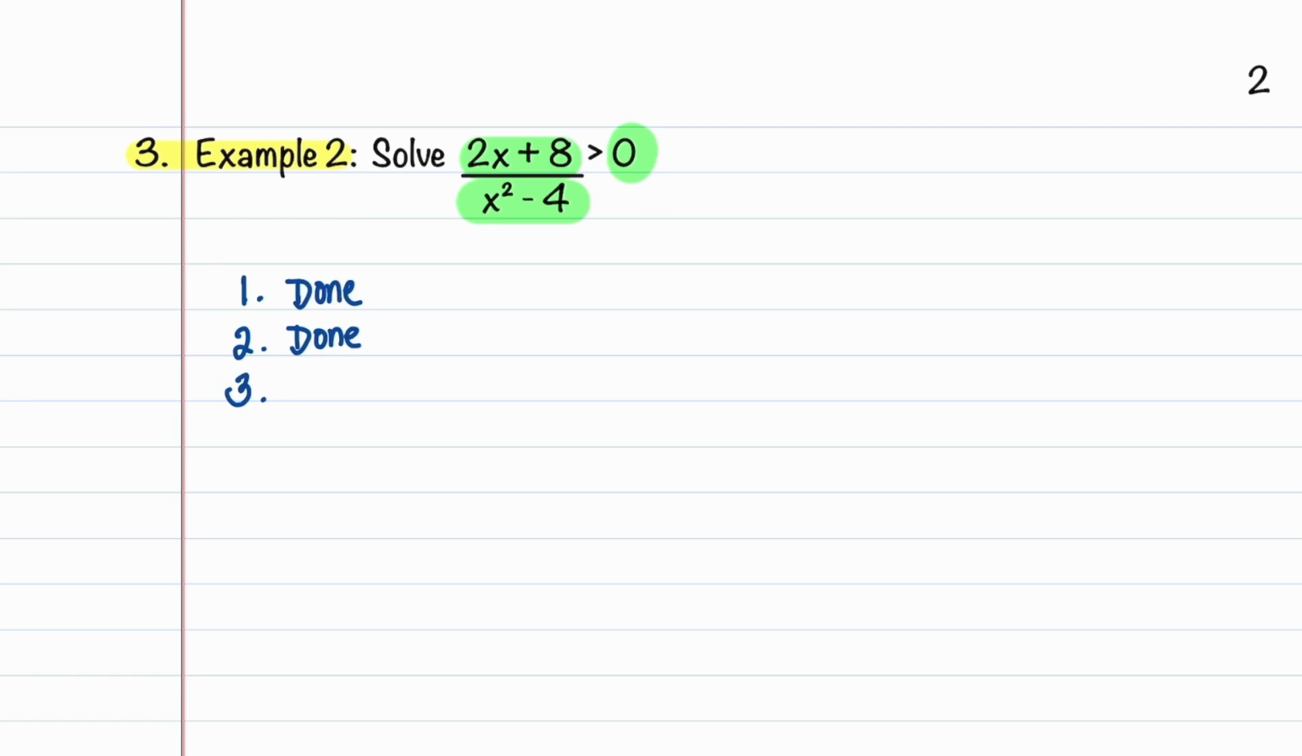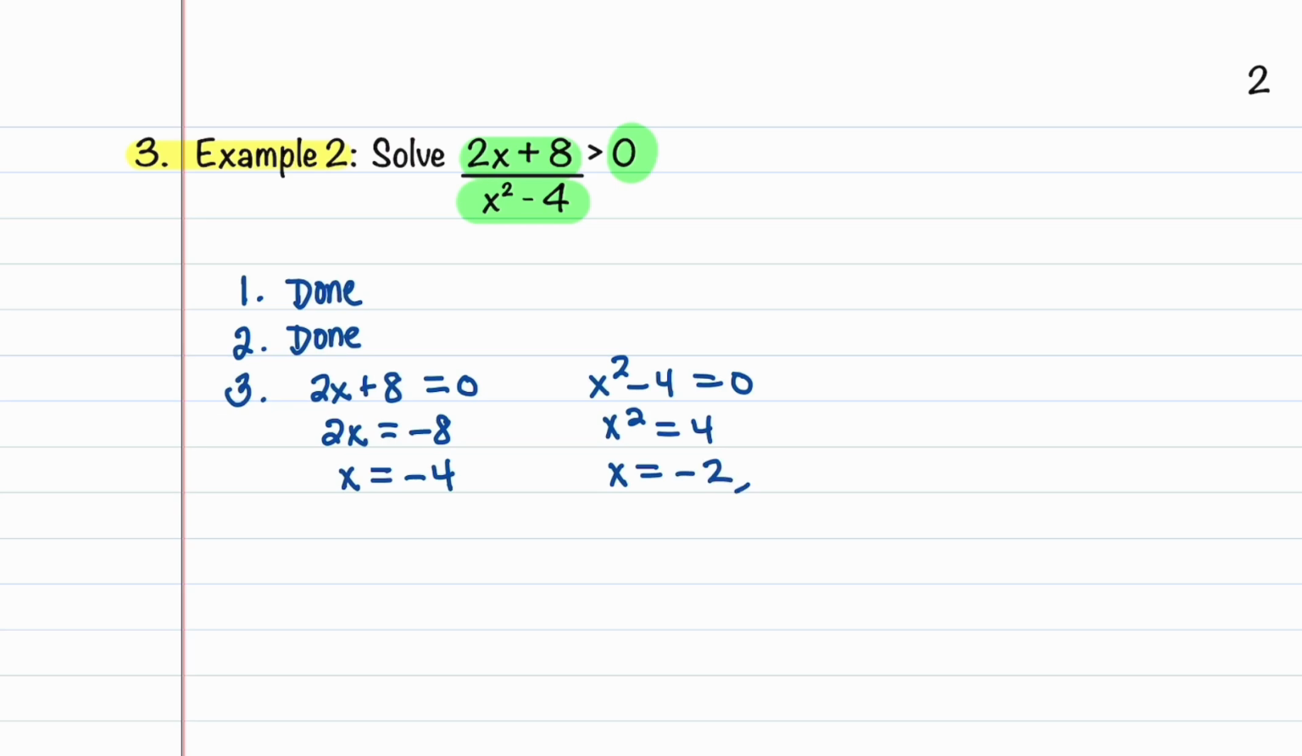Let's first look at the numerator. That is 2x + 8, and we're going to set that equal to 0. That gives us 2x = -8, and we get a solution x = -4. Now let's look at our other critical points. They are going to be where our denominator, x² - 4, is equal to 0. This gives x² = 4, and then we'll take the square root of both sides, and we can't forget the plus or minus. Our solutions are x = -2, and then x = 2. Now let's go ahead and draw our number line.